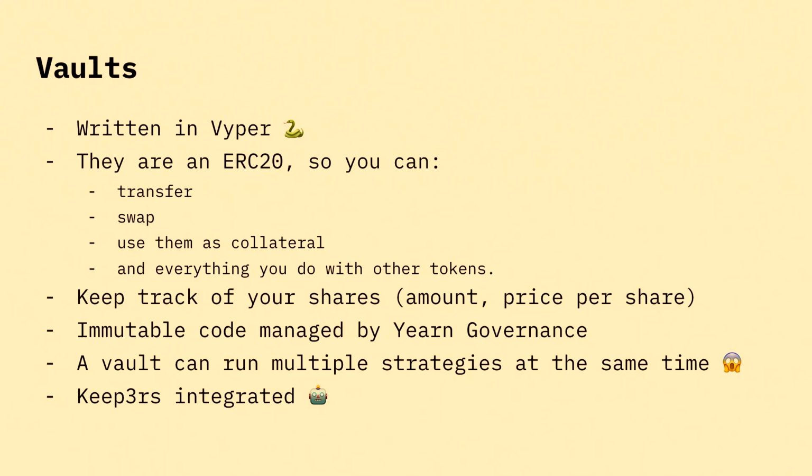So the vaults are written in Vyper. They are an ERC20. You can do whatever you do with a normal ERC20 token, like transfer it, swap it, use it as collateral in different protocols, and everything else. That ERC20 is keeping track of the price per share, and it's immutable. That's super important for us, to keep our smart contracts immutable. All the vaults run multiple strategies per vault. That's an important thing to take into account, because with $500 million, you cannot deploy them all in the same place. And we have also keepers integrated.